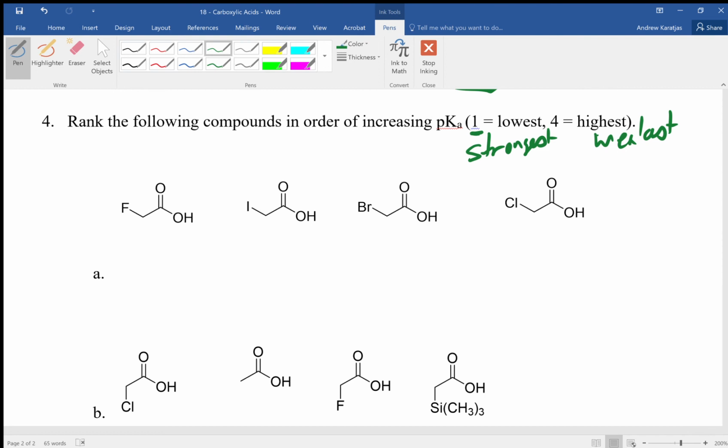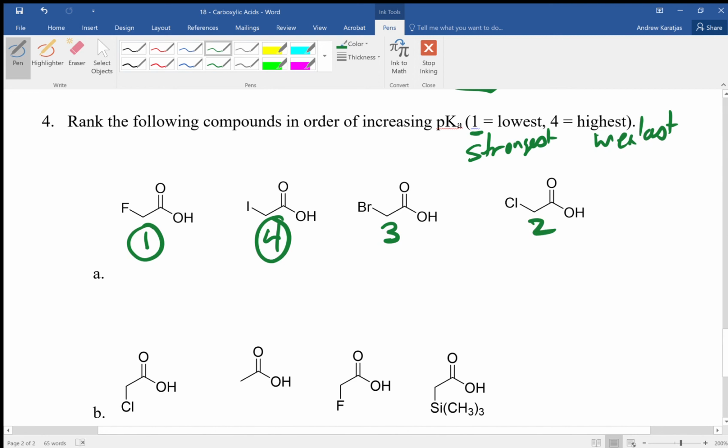Remember, the key with acidity is the more withdrawing the group is, the more it increases acidity. So something like fluorine, which is a highly electronegative element, is very electron withdrawing. And that does a much better job of increasing acidity as opposed to something that's much less electronegative like iodine. And so in this first question, they just rank on the basis of the more electronegative the group is, the stronger the acid.